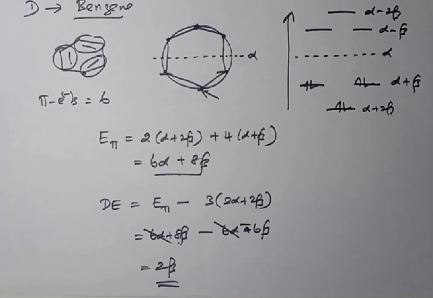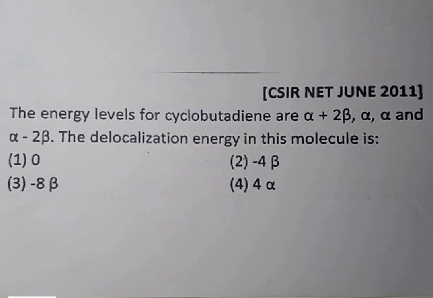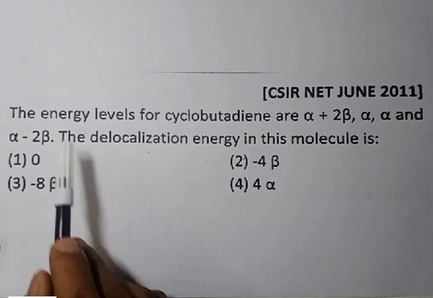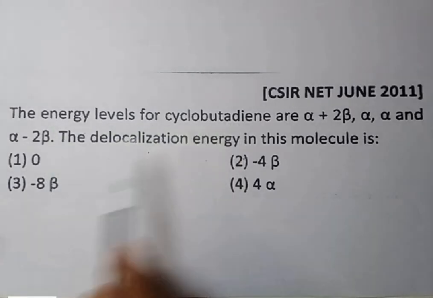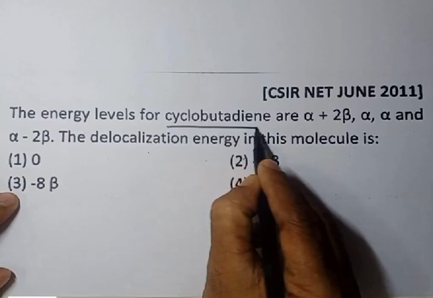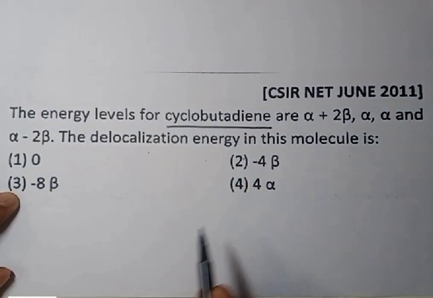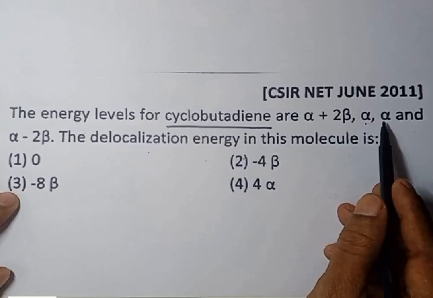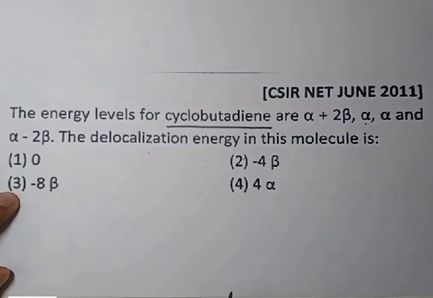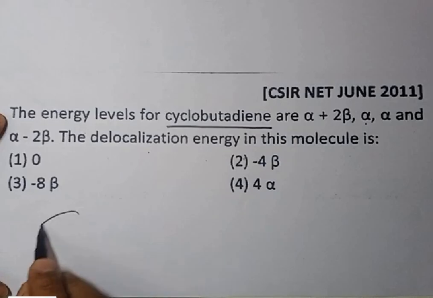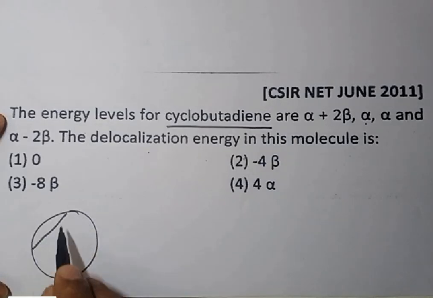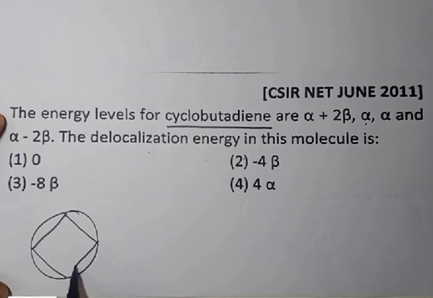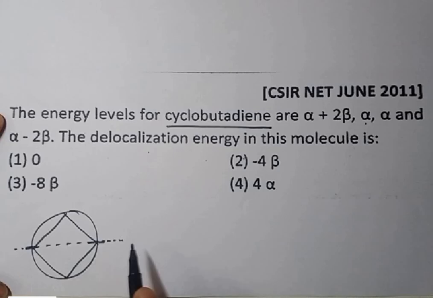Okay? 2 beta. This question appeared in the CSIR NET June 2011 examination. The energy levels for cyclobutadiene, observe carefully, are alpha plus 2 beta, alpha, and alpha minus 2 beta. The delocalization energy in this molecule is, you know very well, if you draw the Frost circle for the cyclobutadiene system, this diagram will appear like this. And this is the center. These two molecular orbitals are non-bonding.